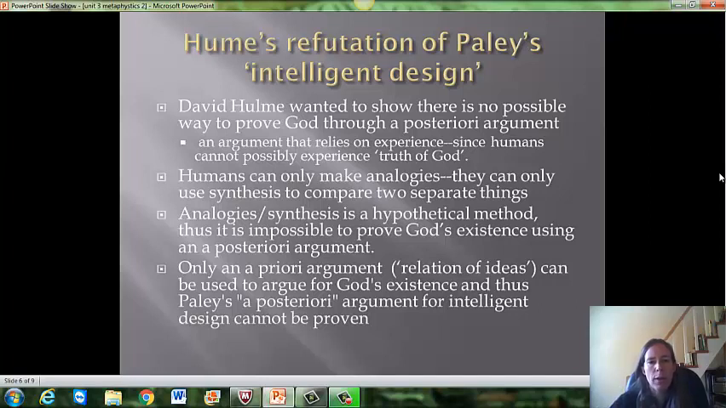And he says that people kind of use synthesis to compare two separate things, but analogies and synthesis are only hypothetical. There is no provable connection, and therefore it's impossible to prove that God exists using an a posteriori and analogical argument. The only argument that you could use to prove God's existence is the a priori argument, which he would also see as those relations of ideas. And therefore he says that a posteriori arguments or matters of fact arguments for intelligent design can't be proven. So he would only go back to it can only be an a priori kind of analytic statement like Anselm made. Those are the only ones that are kind of logically valid.